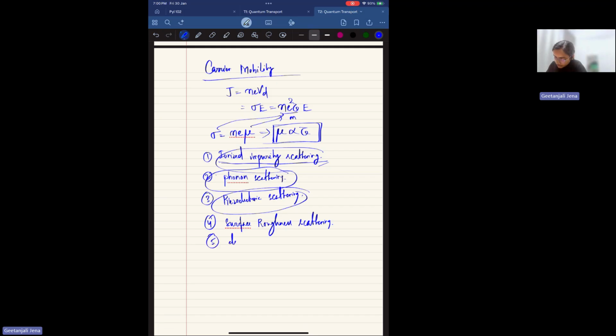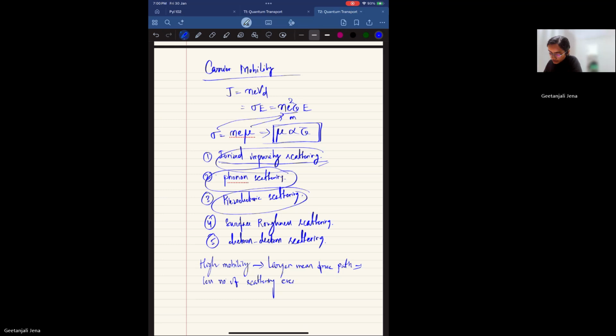And the fifth type we have is electron-electron scattering. So depending on the scattering event, we will have different mobility. And for quantization, whenever we are considering quantum transport, we need to have high mobility. This high mobility will lead to a larger mean free path, so there will be fewer scattering events, and this ultimately leads to energy quantization.